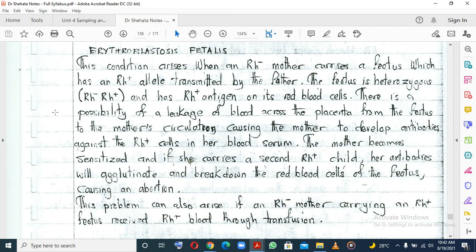Anyway, this problem can also arise if a rhesus negative mother carrying a rhesus positive fetus received rhesus positive blood during transfusion. Imagine a woman, maybe she has sickle cell, or she was involved in an accident, and she needed blood. Unknowingly she was given rhesus positive blood, and she was sensitized and formed antibodies against the rhesus positive factor. Then when she has her first child, if the fetus is rhesus positive, remember she's already been sensitized from the blood transfusion. So you can find the first pregnancy ends in abortion, the second one abortion, and people may be wondering why, but it could just be because of erythroblastosis fetalis.